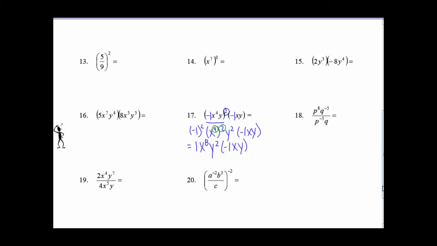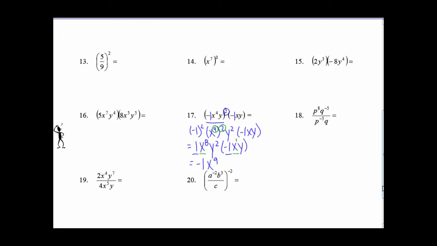So now combining my terms, I always want to make sure to have my coefficient or my numbers out front. So I have a 1 and I have a negative 1. 1 times negative 1 is going to get me negative 1. Then I want to look at my x's. I have an x to the 8th and an x to the 1st power. So we're multiplying so I can add my exponents. So 8 plus 1 gets me x to the 9th.